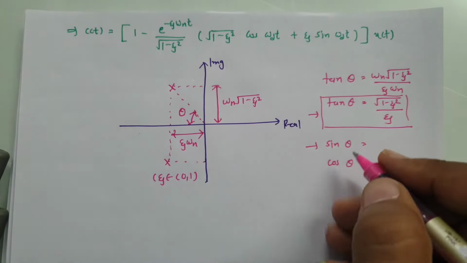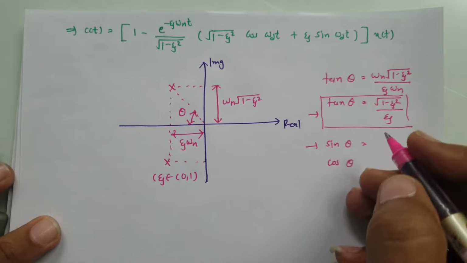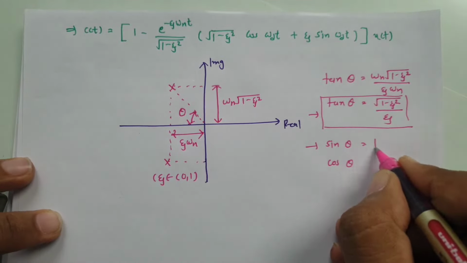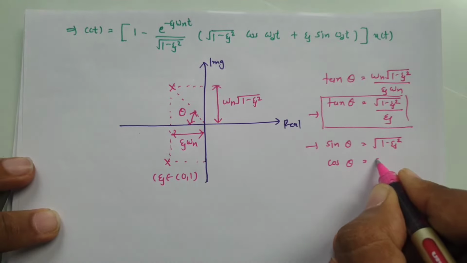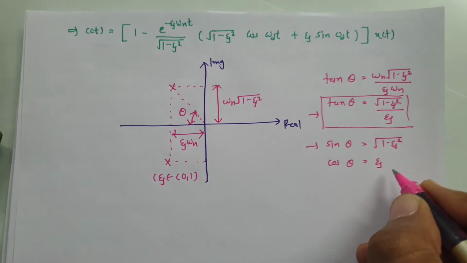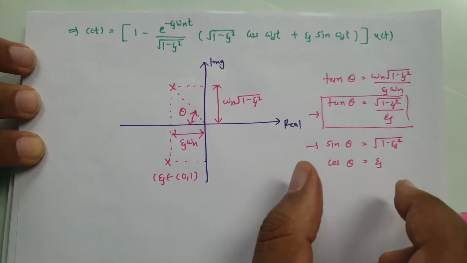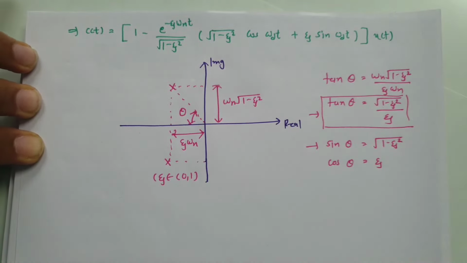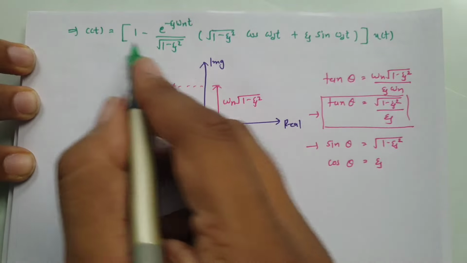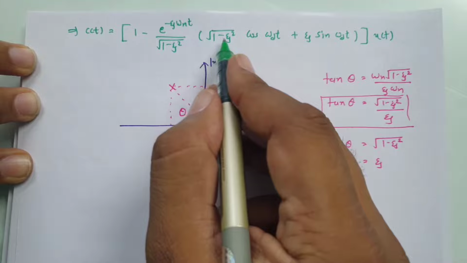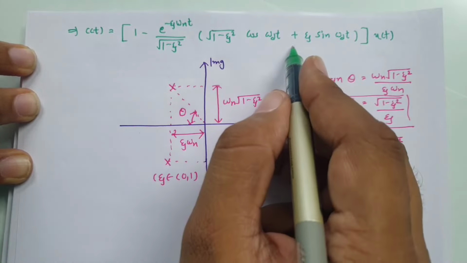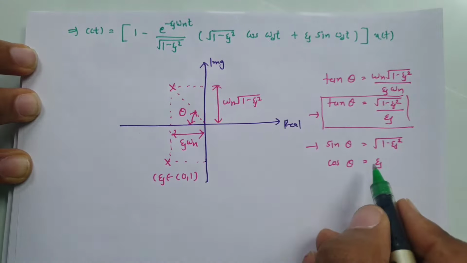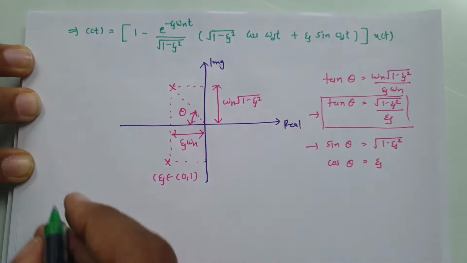So sin theta will be square root of 1 minus zeta square, and cos theta will be zeta, right. So that is how we can have sin theta and cos theta, and now we can place that sin theta and cos theta over here. So square root of 1 minus zeta square will be sin theta, and this zeta is cos theta, which we will place in this equation.